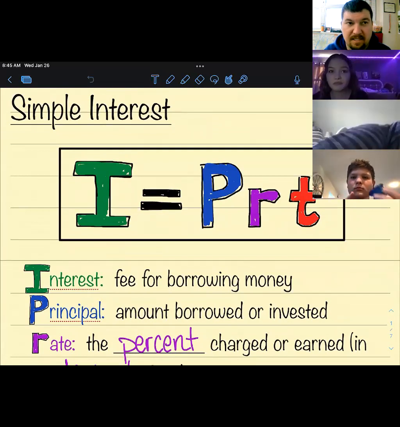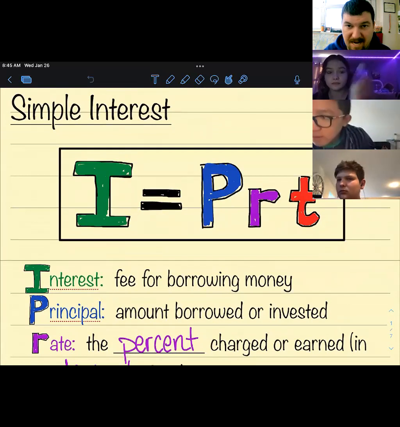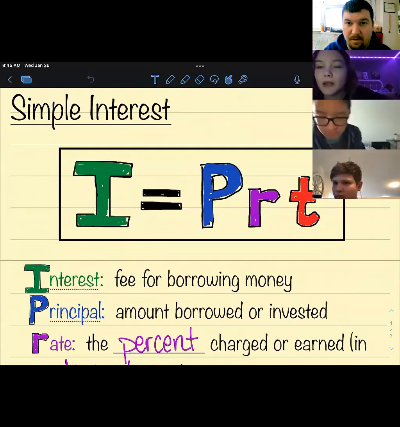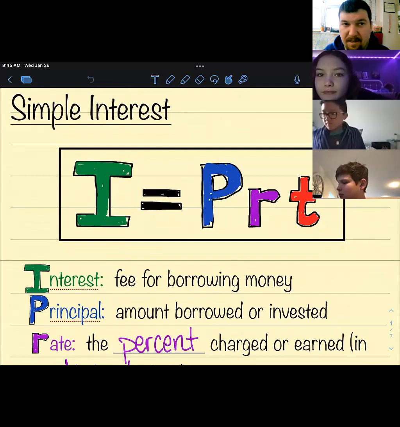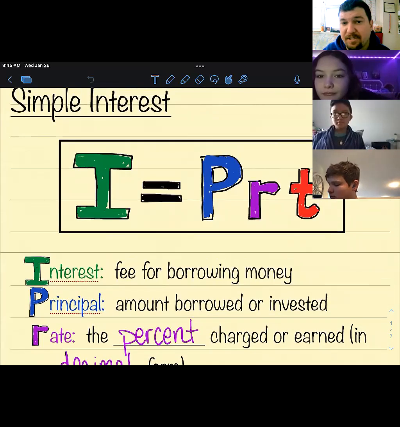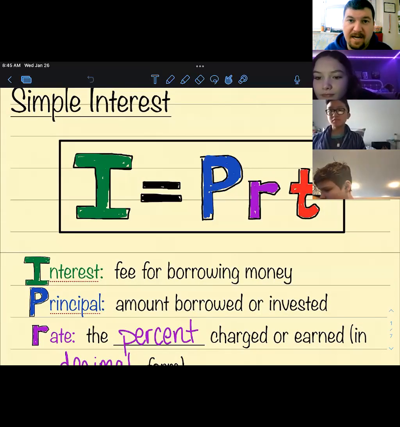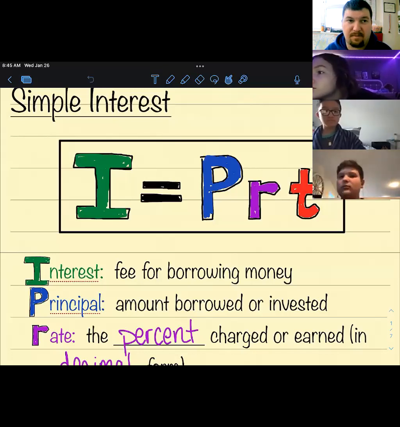I equals PRT, where I stands for interest, which is the amount of money that you have to pay back if you borrow a loan, or the amount of money that you earn if you open an account with a bank. That's the interest. The interest is a dollar amount. Principal is also a dollar amount. Principal is the amount of money that you borrowed or that you put into the account. So I always call it the amount that you start with, right? So if I start an account and I put $500 in, that's my principal. If I take out a loan and I borrow $2,000, that's my principal.